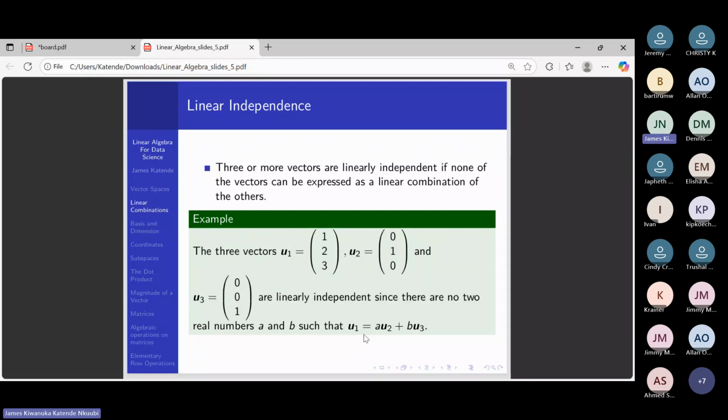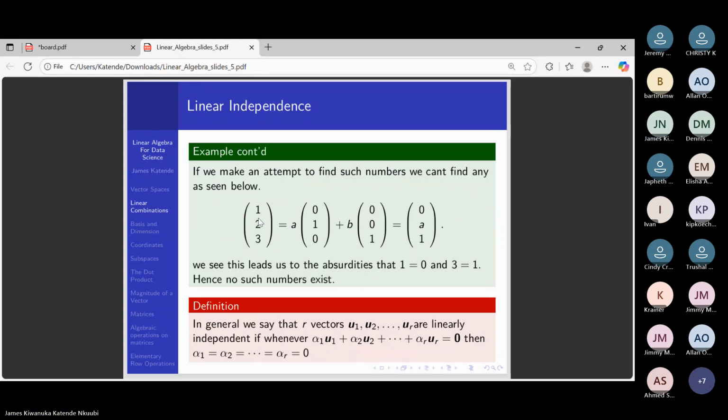So we proceed to substitute the vectors into the equation. We say that (1, 2, 3) is supposed to be A multiplied by (0, 1, 0) plus B multiplied by (0, 0, 1). Once you multiply this out and add, the first component is A times 0 is 0, plus 0 gives you 0. The second is A plus 0, which again gives you A, and the third is 0 plus 1, which gives you 1. So this leads us to two vectors, (1, 2, 3) and (0, A, 1).